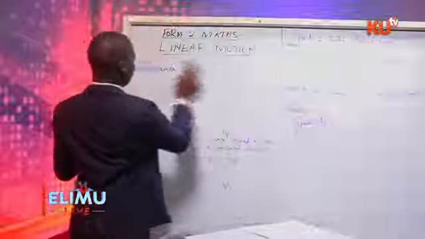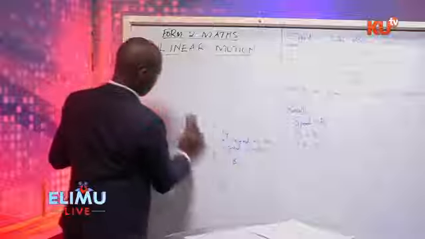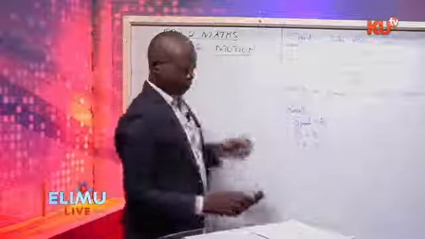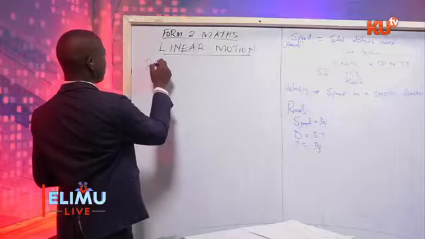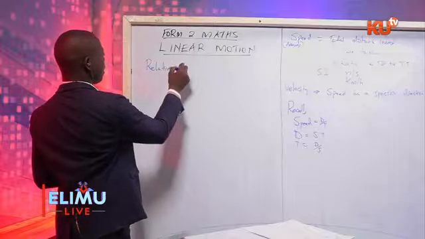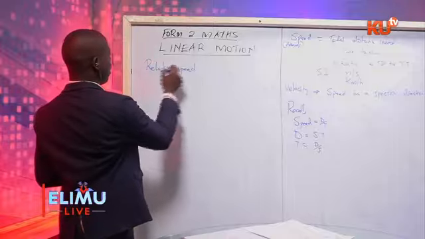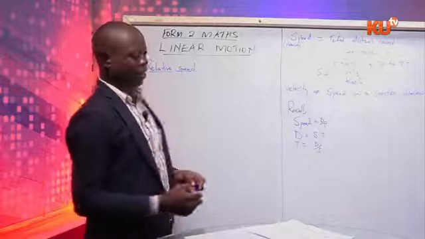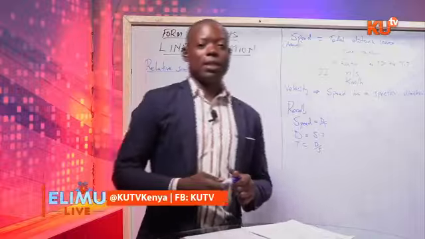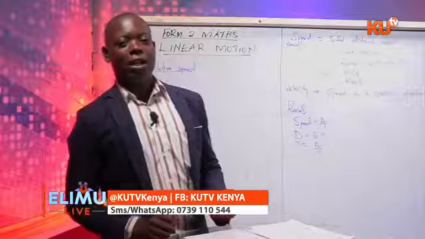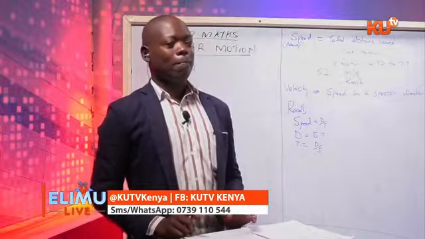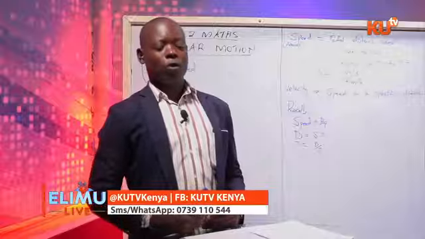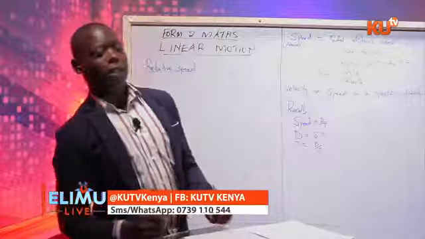When we talk of relative speed, what do we mean? For example, you have two objects, and these two objects are moving in either the same direction at different speeds, or in opposite directions. But then these objects have either to cross each other or to overtake each other.